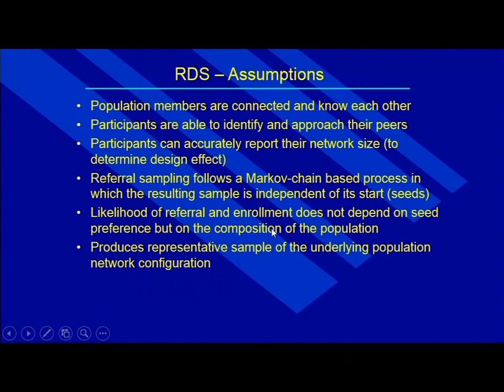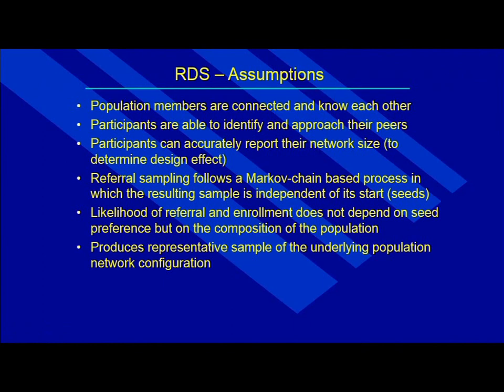So what does RDS assume? Population members are connected and they have to know each other. They're also supposed to be able to identify and approach their peers, so they need to know who their peers are and where they can find them. And they need to be able to accurately report their network size, because that will be important later to decide on the design effect that we're going to use in the analysis.